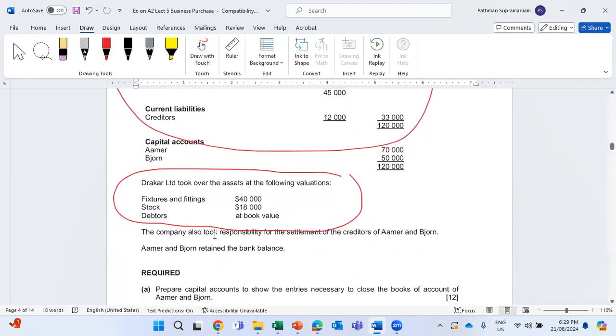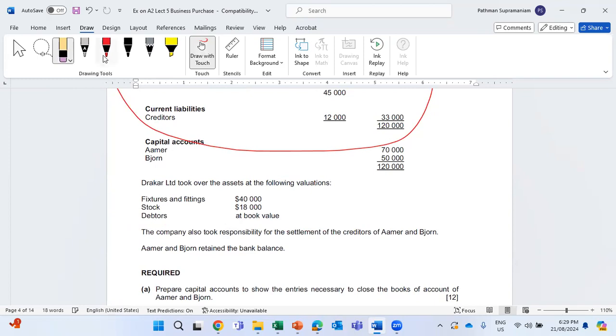Okay, so the company, which means Draka, also took responsibility for the settlement of the creditors. So this is the part where they're telling you that the trade payables of the seller is also taken over, but a value is not given. So whenever a value is not given, you just follow the seller's SOFP value.